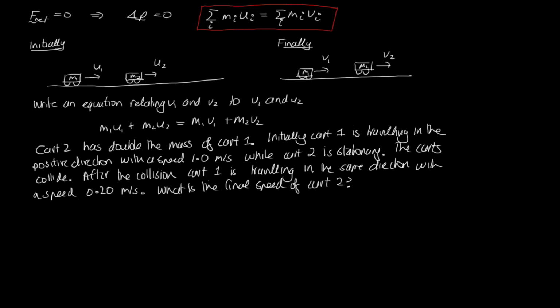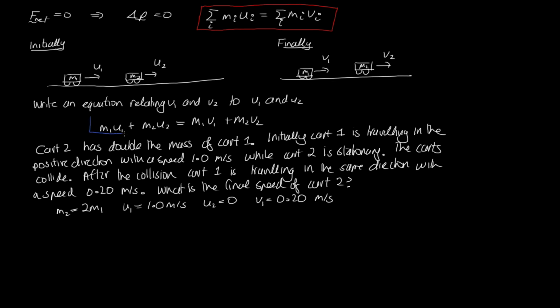Okay, so let's start by writing down everything we know. It's also useful to draw a diagram, but we've got a diagram up here, so we'll use this diagram. What we know is that cart 2 has double the mass of cart 1. So as an equation, m2 is equal to 2m1. Then initially cart 1 is traveling in a positive direction with a speed of 1 meter per second, so u1 is equal to 1 meter per second. And cart 2 is stationary, so u2 is equal to 0. Then after the collision, cart 1 is traveling with a speed of 0.20 meters per second.